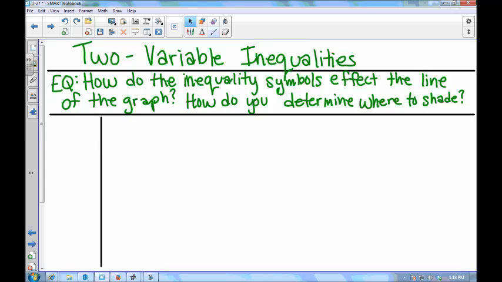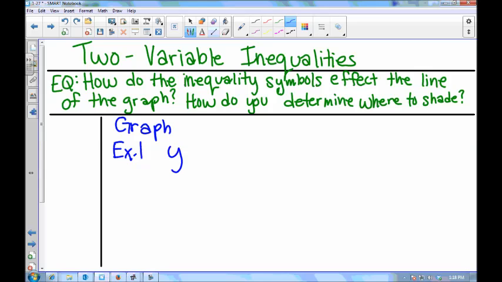The directions for both of the examples we'll be doing is to graph. Okay, example 1. We're going to graph. By the way, what is inequality? I've written the word inequality twice. Who can tell me what inequality is?